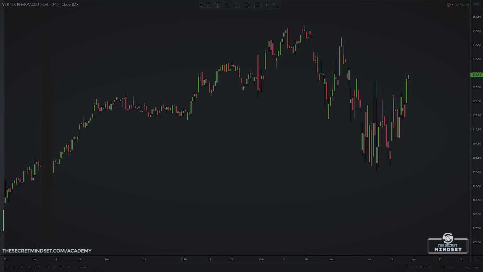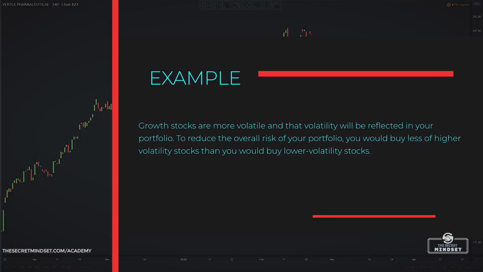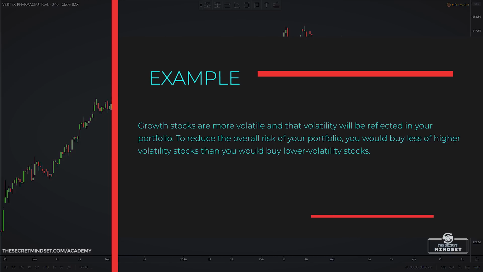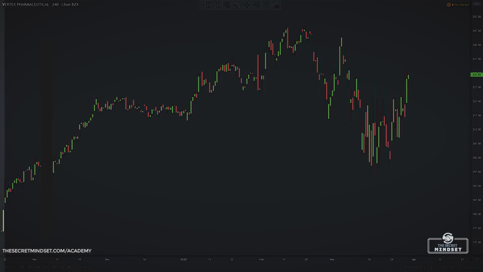For example, growth stocks will invariably be more volatile, and that volatility will be reflected in your portfolio. To reduce that overall risk on your portfolio, you would buy less of higher volatility stocks than you would buy lower volatility stocks.